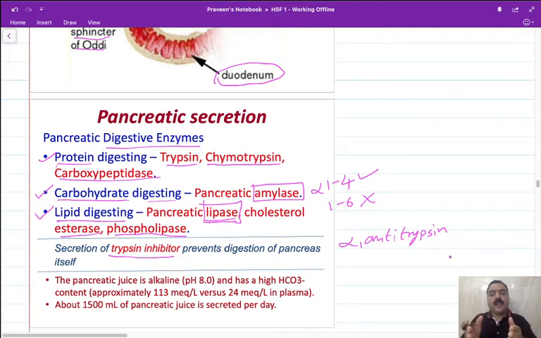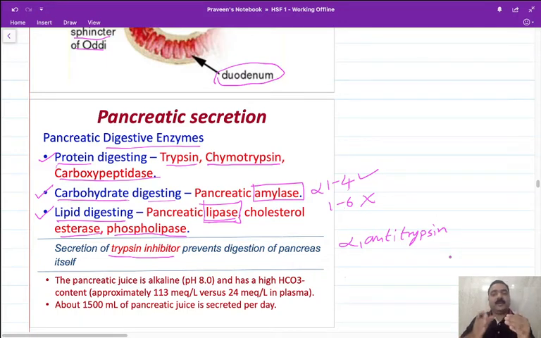So if there is no antitrypsin, the trypsin, or the elastase, will cause damage to the elastic fibers. Then what will happen? The lung can expand, but the lung cannot recoil; it cannot do the expiration process easily. So we will have an expanded lung, referred to as a barrel chest. The condition is referred to as emphysema.